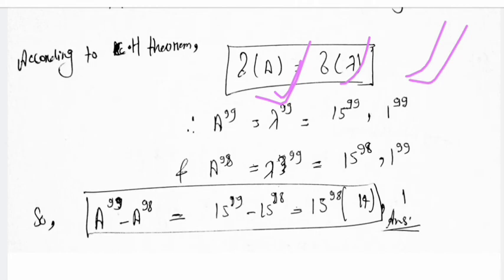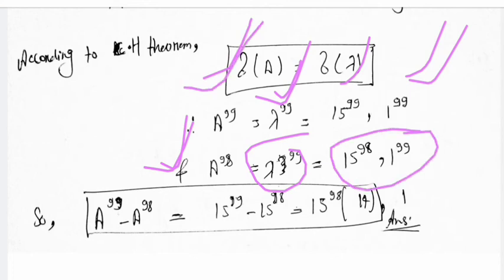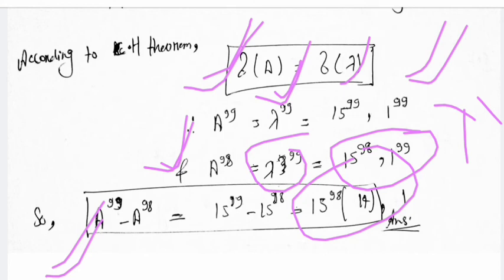Yes, this is correct. Now we found the value of A to the power 98, which is also equal to lambda to the power of 98 as per the Cayley-Hamilton theorem. On the basis of this theorem, we get this. Now, putting the value of the eigenvalue 1 in the power, we get 15 to the power of 98 into 14. So this is the correct answer for the given question.